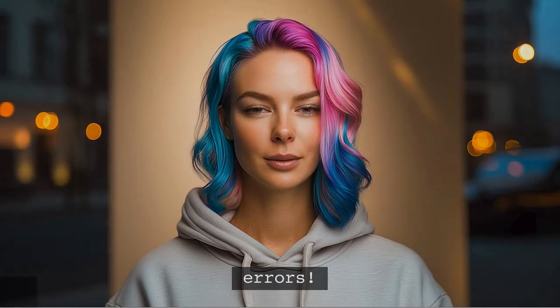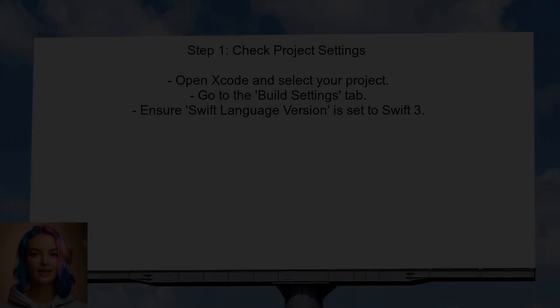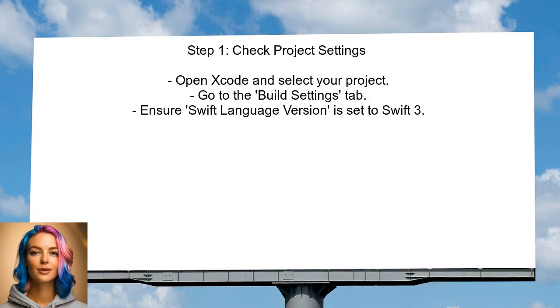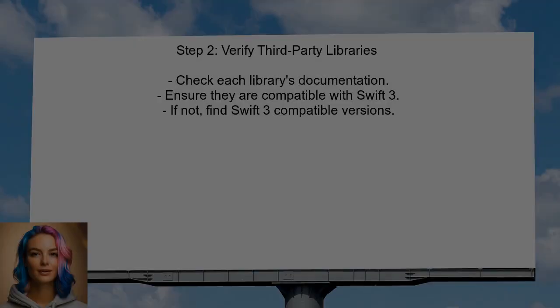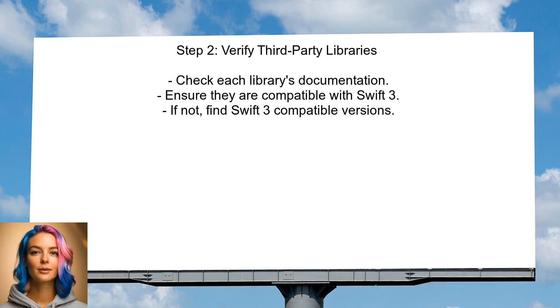project building smoothly again. To begin resolving the user's issue, the first step is to ensure that all dependencies are compatible with Swift 3. The user should check the project settings in Xcode. Next, the user should verify that all third-party libraries or frameworks used in the project are compiled with Swift 3. If any are compiled with Swift 4, they will cause compatibility issues.